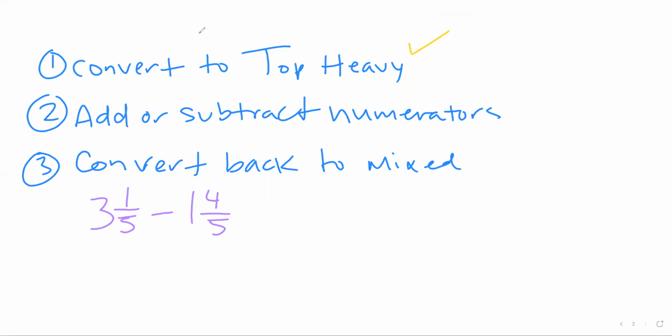Then two, we're going to follow the addition and subtraction of fractions, so we'll be checking if our denominators are the same and all that stuff. And then three, if we need to, we're going to convert our answer back. So let's watch what this looks like.